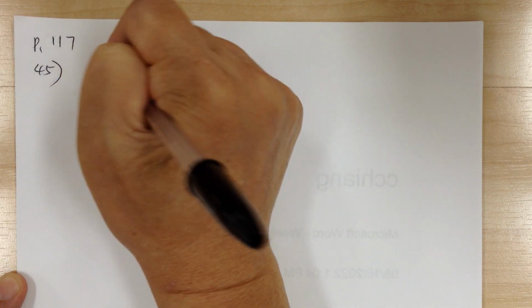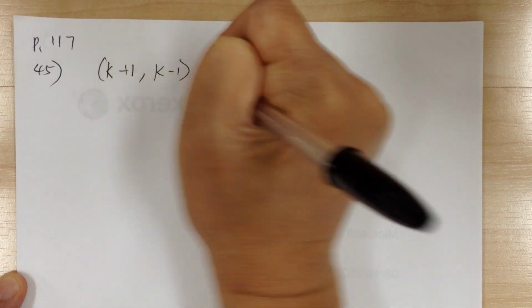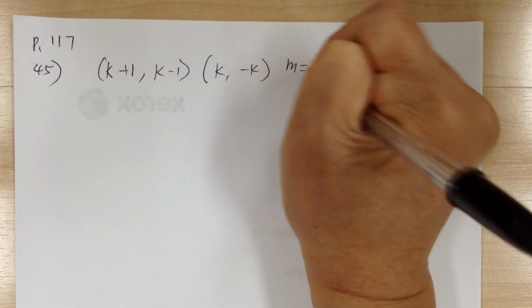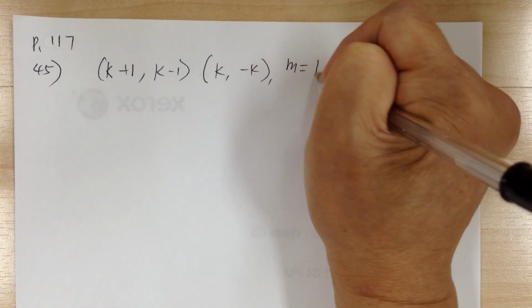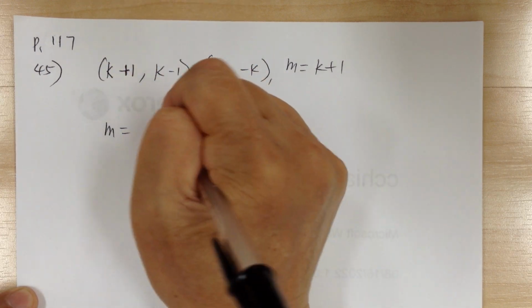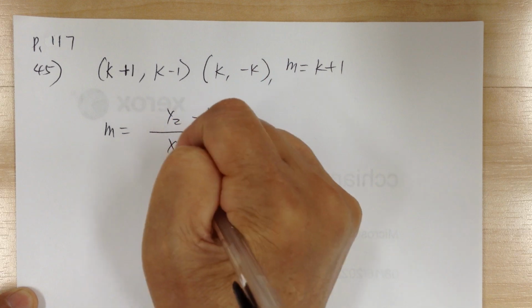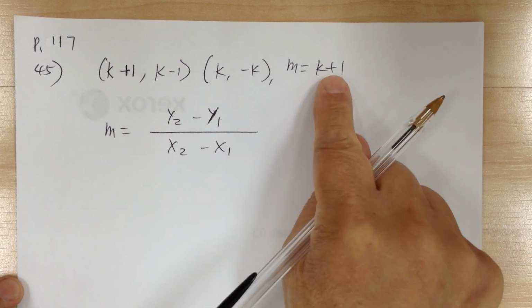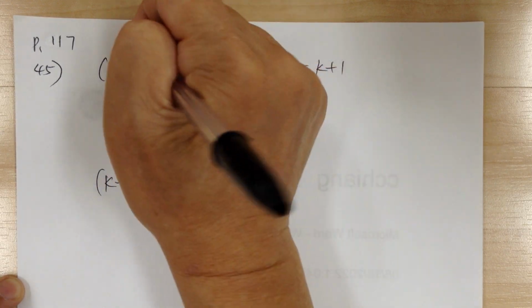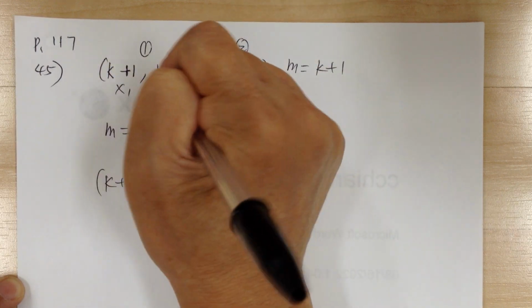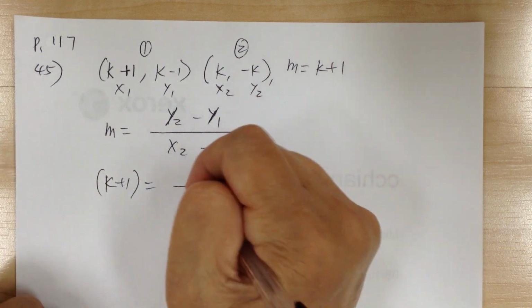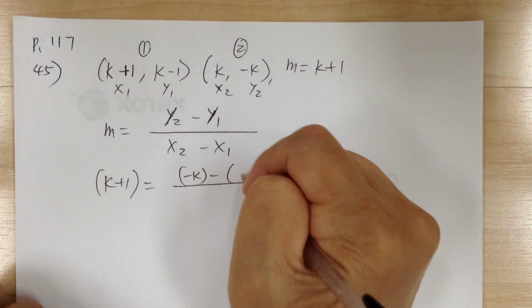So 2 points, you got k plus 1, k minus 1. And you got k, negative k. And slope equal to k plus 1. So you can always write down your formula, then substitute. So m equal to y2 minus y1 over x2 minus x1. So slope is k plus 1. Okay, that's your first point, second point, so that's your x1, y1, that's your x2, y2. So y2 is negative k, y1 is k minus 1.